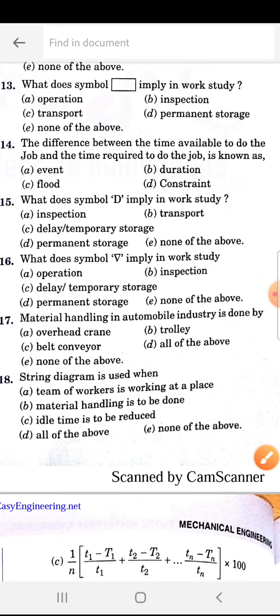The difference between the time available to do the job and the time required to do the job is known as, that is C, float.